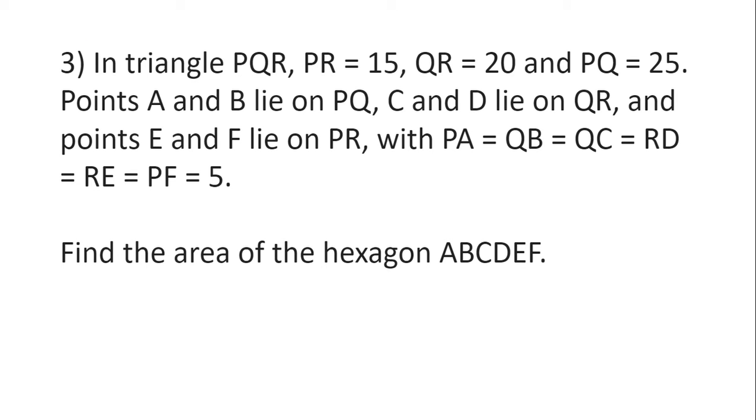Finally, we have problem number 3. In triangle PQR, PR is 15, QR is 20, PQ is 25. Points A and B lie on PQ, C and D lie on QR, and points E and F lie on PR, with PA equals QB equals QC equals RD equals RE equals PF equals 5. Find the area of the hexagon ABCDEF.